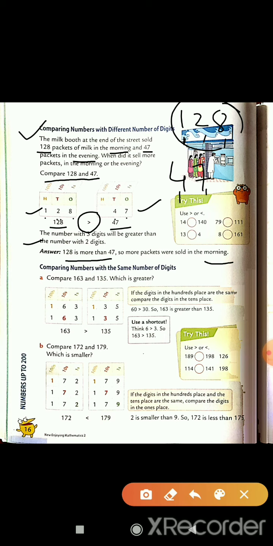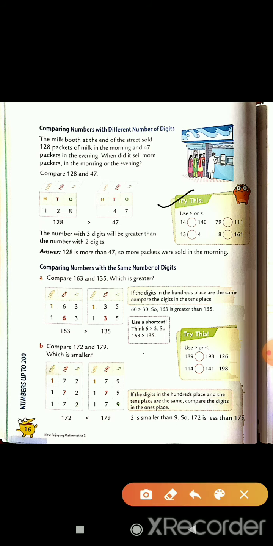Now students, try this. You have to use greater than or smaller than sign. Here first one, 14 is there and 140 is there. 14 is having 2 digits and 140 is having 3 digits. So a 3 digit number will be greater than a 2 digit number. Then second, 13 and 4. 13 is a 2 digit number, 4 is a 1 digit number. So a 2 digit number is greater than 4. So 13 is greater than 4.